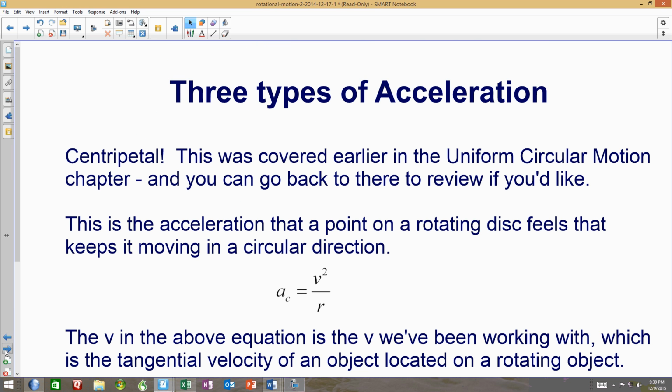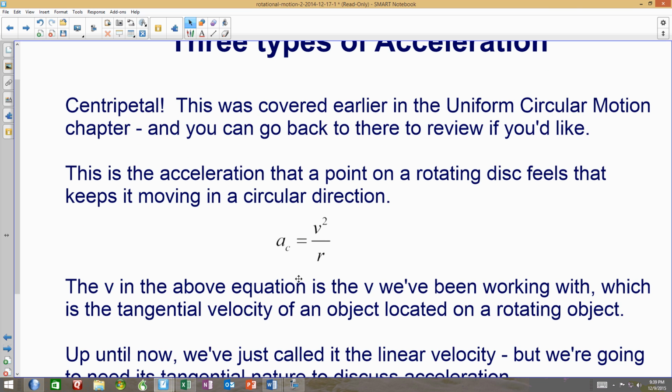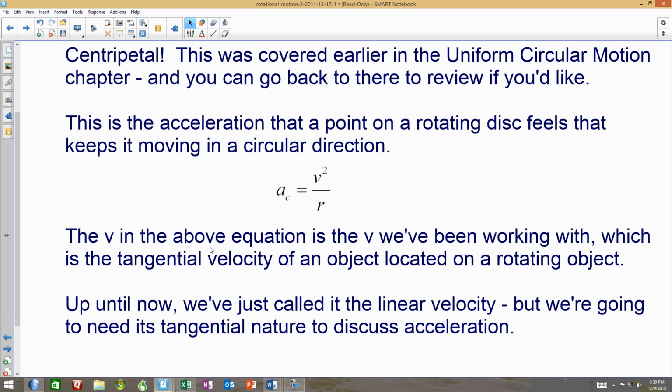Centripetal. That's right, center seeking. This was covered earlier in the uniform circular motion chapter, and you can go back there to review it if you like. This is the acceleration that a point on a rotating disk feels that keeps it moving to the center of the circle. So remember, that acceleration is v squared over r. The v in the above equation is the v we've been working with, which is the tangential velocity of an object located on a rotating disk, or a rotating object.